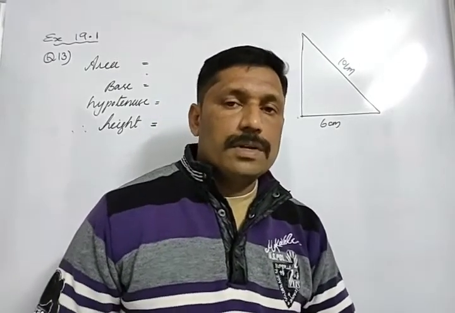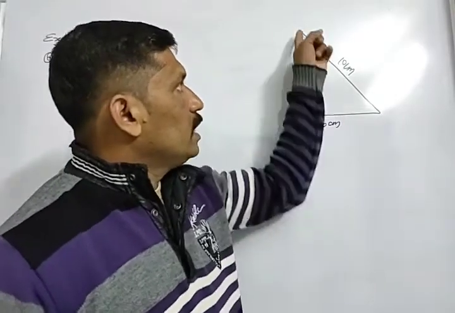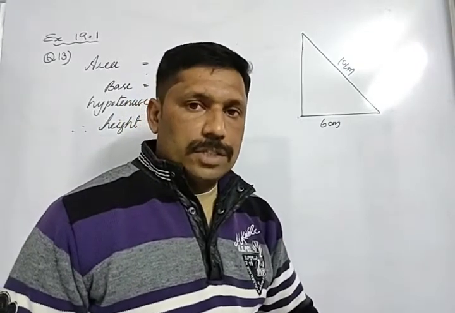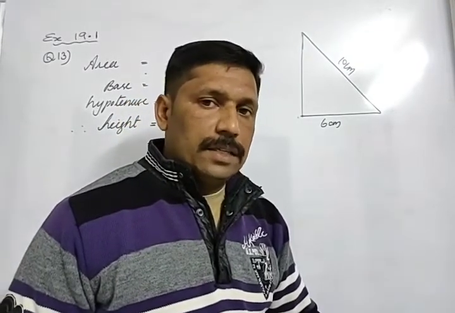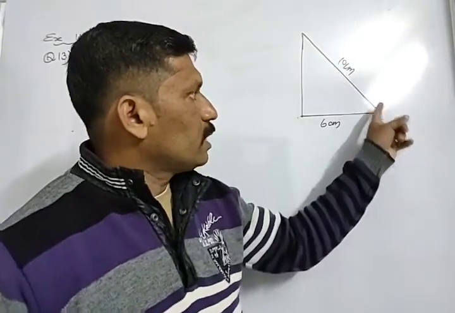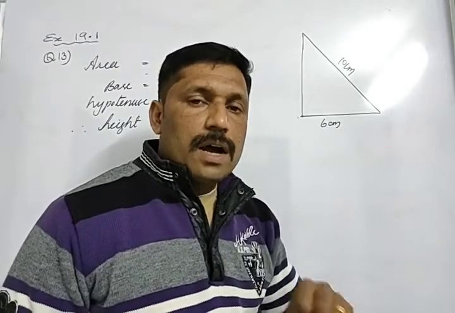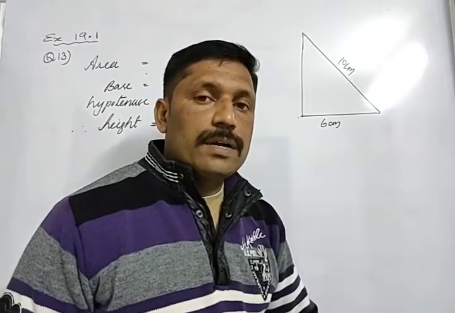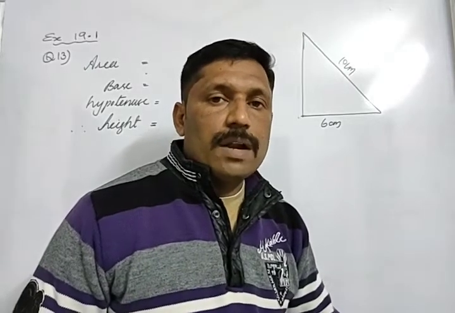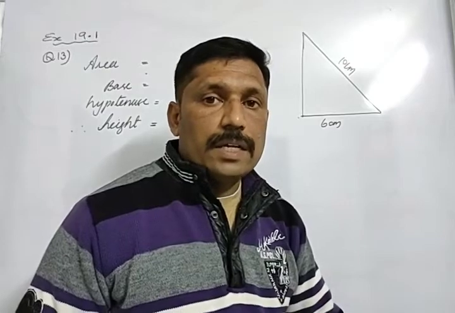Area of the triangle is equal to half into base into height. We need the base and we need the height. This perpendicular distance we need, but it is not given in the question. How to find out the height? In a right angle triangle, if we know the hypotenuse and the base, we can find the height by using the formula: square root of hypotenuse square minus base square. Then we use that formula to find the height, and after finding the height, we will find the area of that triangle.